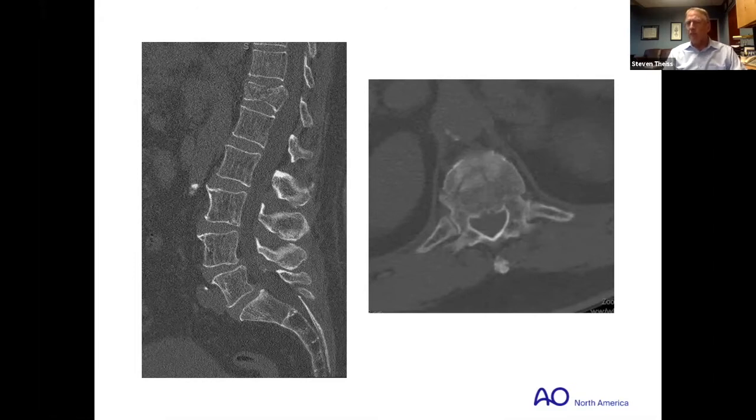I'm sure many of you are familiar with the AO thoracolumbar trauma classification. If you're not, just simply put, A is some kind of compression mechanism, B is some kind of distraction mechanism, and C would be a translation or a shear force. Then there are various gradations and subclassifications within that, but very clearly this is a compression type injury, based on the mechanism and the imaging that you see.